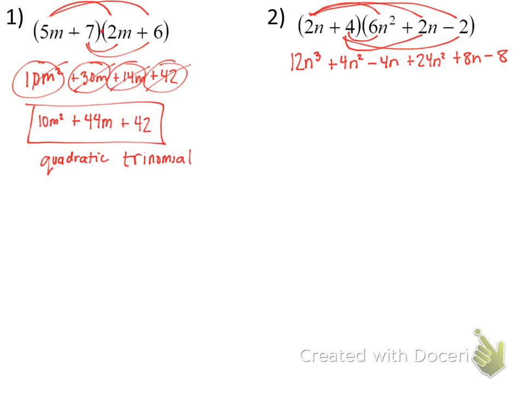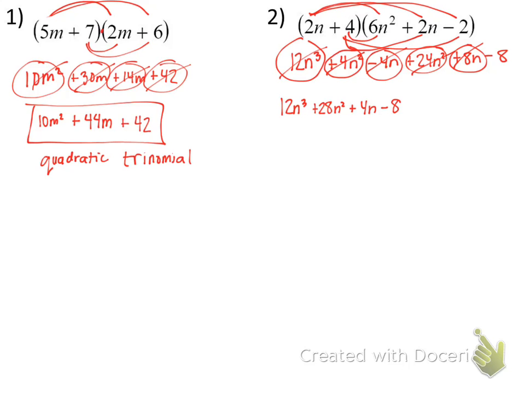Now we multiplied everything across. Now we want to combine like terms. Starting at the top, we have 12n cubed. There's nothing else to combine with it, so I'm going to cross that out. Then we have n squareds. We have 4n squared and 24n squared. When we combine those, we get 28n squared. Cross those out. Then we have negative 4n and positive 8n, which is going to be positive 4n. Cross those out, and then we have minus 8 at the end, which needs to be brought down. Again, what kind of equation is this last one?